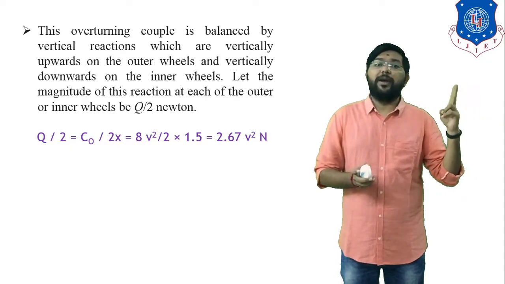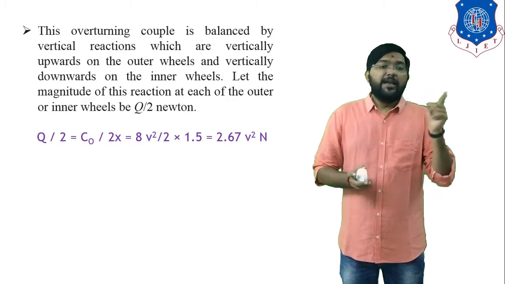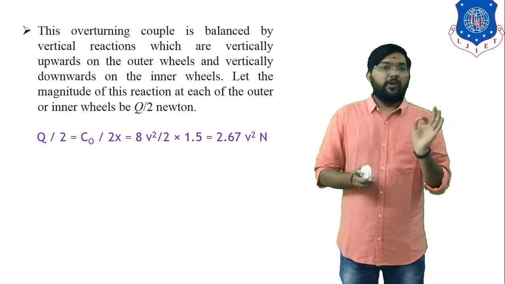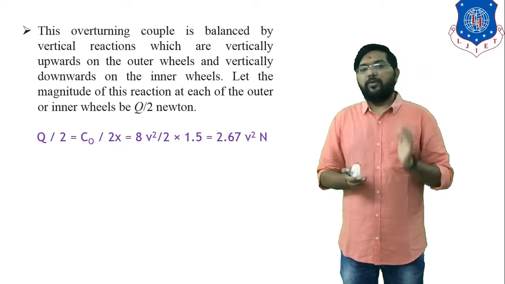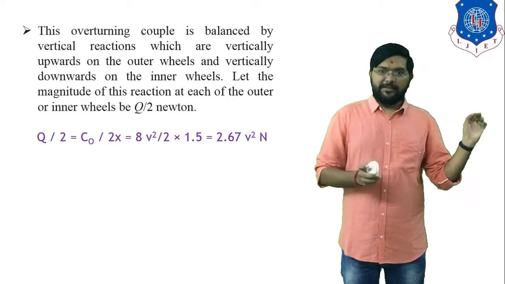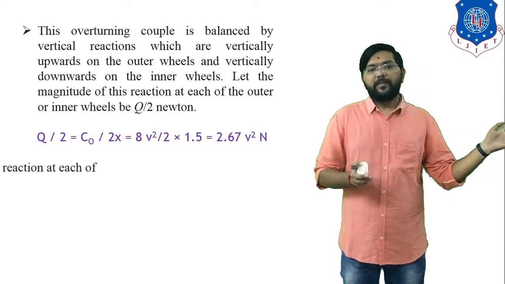Now we have to calculate the component of the centrifugal couple, that is Q by 2. Q is for one wheel, Q by 2, we have to find for each wheel. So Q by 2 is equal to C0 upon 2x. Now we have the value of C0 and 2x. Put this value over here, clear? And you get the answer, that is 2.67 v square Newton.